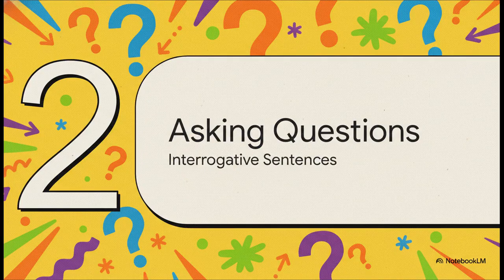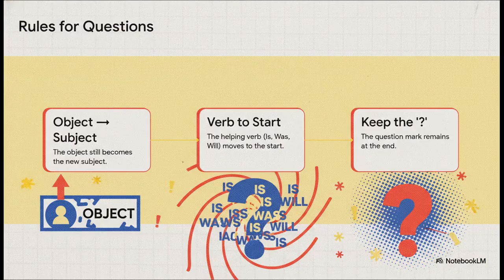All right, you've totally got statements down, so let's level up. We're moving on to questions, or as they're officially called, interrogative sentences. The same core ideas we just learned still apply, but there's a fun little twist. So for questions, the object still becomes the new subject. That part doesn't change. But here's the key difference. The helping verb, words like is, was, or will, that little guy moves all the way to the front of the sentence. And of course, don't forget to keep the question mark at the end.